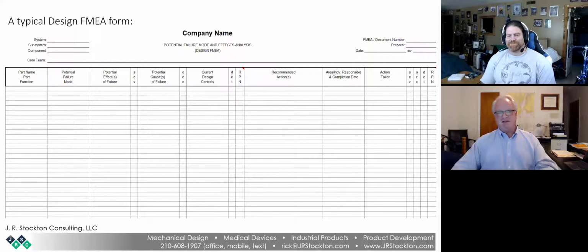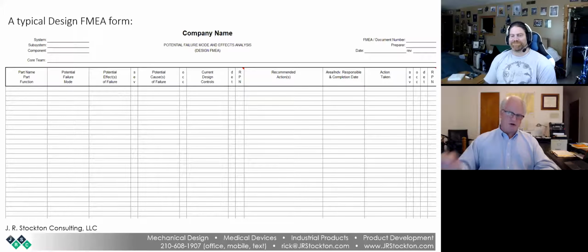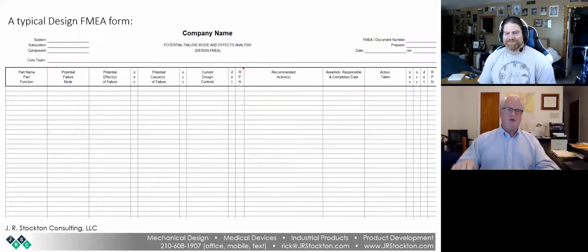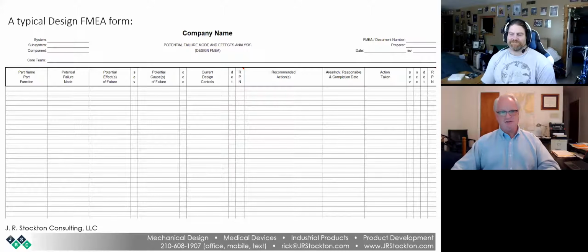So understand that when you're working with a design FMEA, the assumption is that the processes are functioning. The assumption is that the processes have been set up so this can be built. And when you're working with a process FMEA, you are assuming that the design will work.